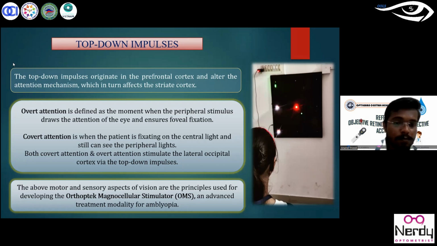Okay, the above motor and sensory aspects of vision are the principles used for developing the orthoptic magnocellular stimulator (OMS), an advanced treatment modality for amblyopia.